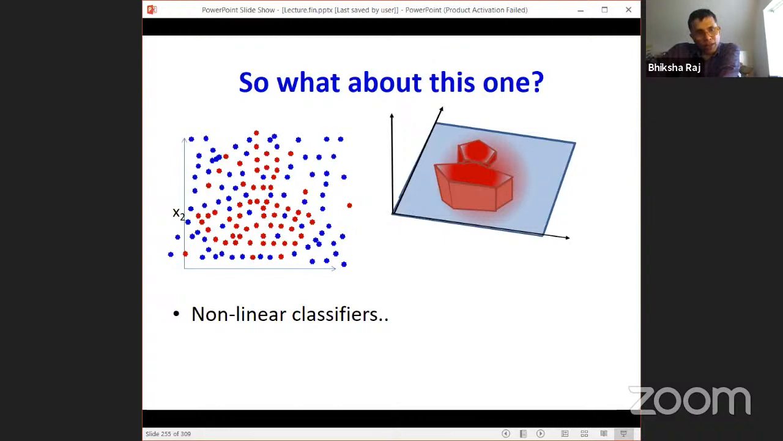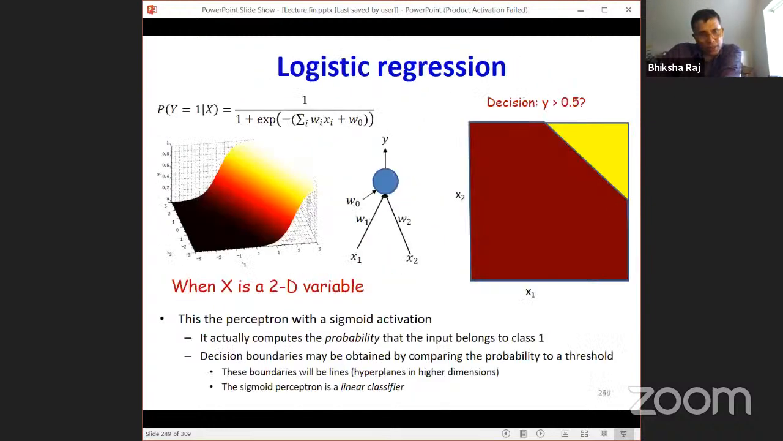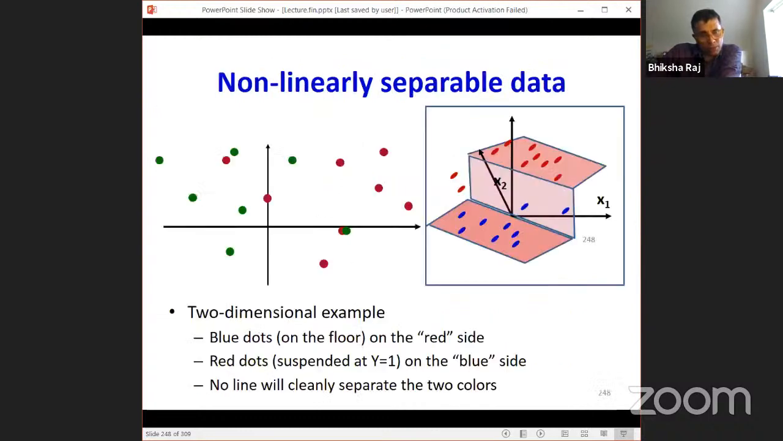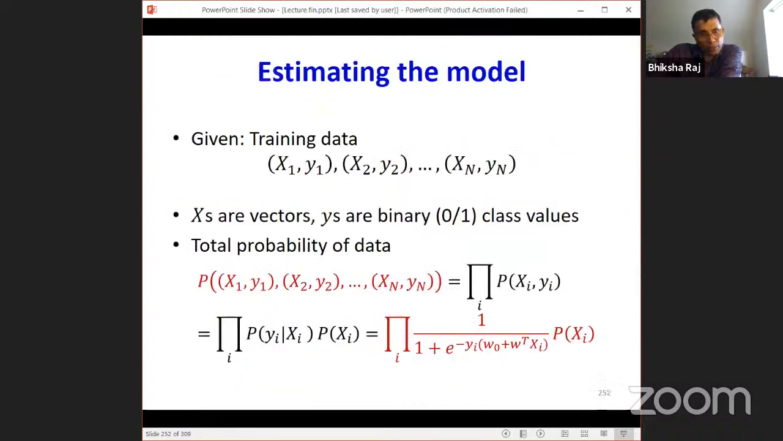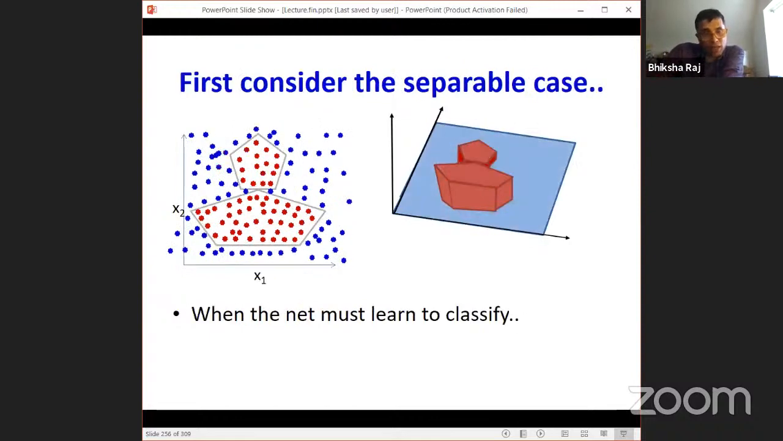Now, all of this was explained in terms of this one-dimensional and two-dimensional problem where we are using a single sigmoid which modeled a linear classification boundary. But what if you have something more complex, like this double pentagon problem where our labels are fuzzy? Now, before considering this, let's look at the simpler case.